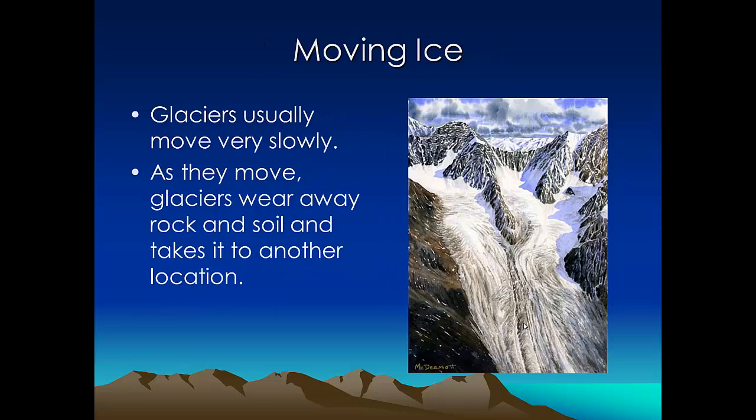Then we also have moving ice, like glaciers. We have learned in social studies that glaciers move very slowly, and they help carve out Earth's surface. As they move, glaciers wear away rock and soil and take it to another location. Here you see a picture of glaciers. See how part of the mountain has been carved down. It's become smaller because of that glacier.